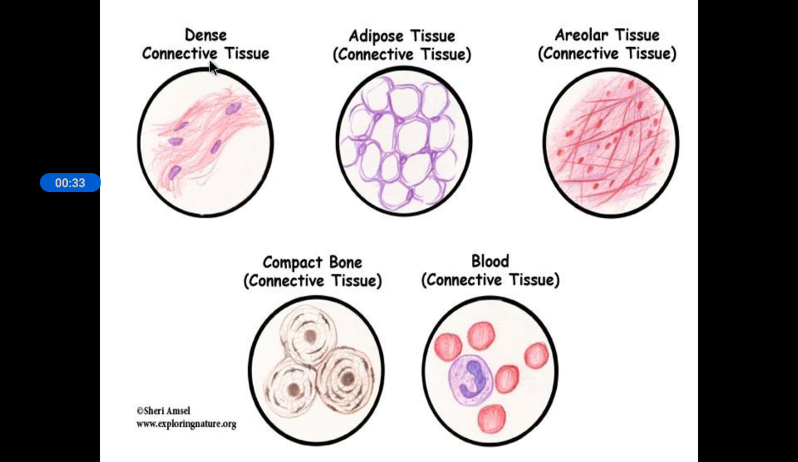And here you can see the different types of connective tissue: dense connective tissue, adipose tissue, areolar tissue, compact bone, that is the bone connective tissue, and blood connective tissue, and these we are going to discuss in detail.